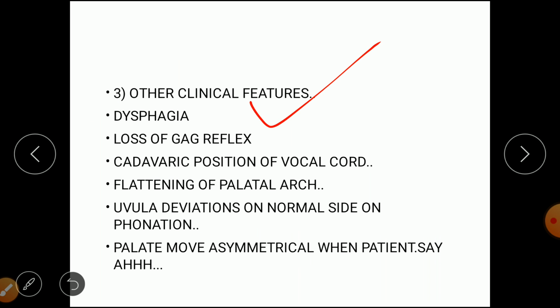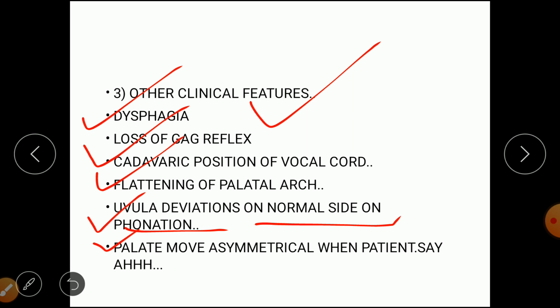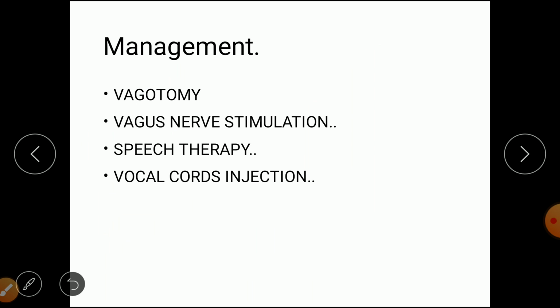Other clinical features are dysphagia, loss of gag reflex, and cadaveric position of the vocal cord. Cadaveric means a dead body-like position of the vocal cord. Then flattening of the palatal arch, uvular deviation to the normal side on phonation, and the palate moves asymmetrically when the patient says ah. So these are the other clinical features of vagus nerve lesions.